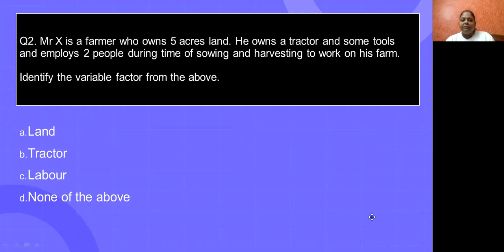Now, this is a small story which says Mr. X is a farmer who owns 5 acres of land. He owns a tractor and some tools and employs 2 people during the time of sowing and harvesting to work on his farm.